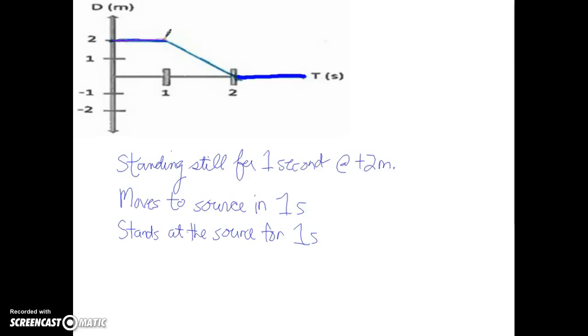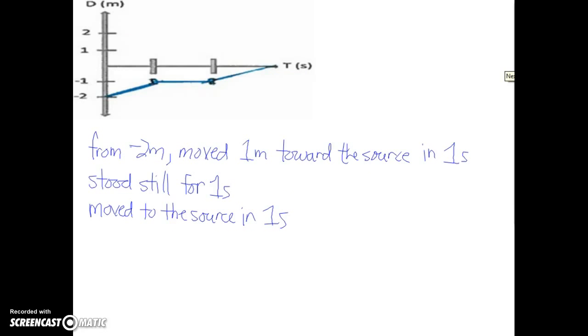Then you come back to the source in 1 second. Standing still at 2 meters, excuse me. Standing still at 2 meters for 1 second. And then 1 second later returning to the source. You can word it how you want as long as it's correct. And then standing still at the source for 1 second. So, as long as you mention where you start, where you went to, and how long it took for each one of those, you can put it in your own words.